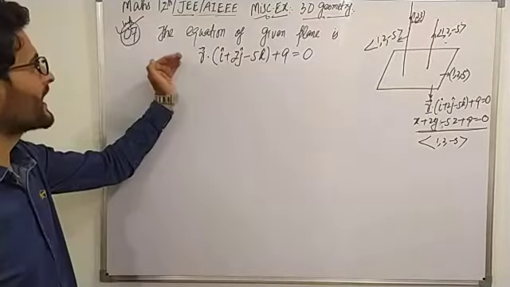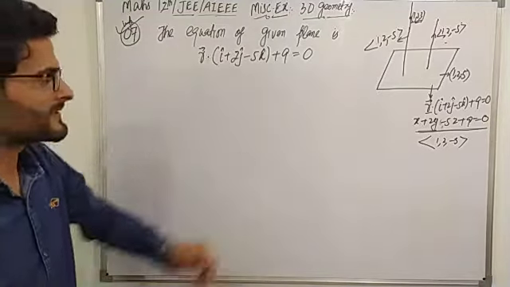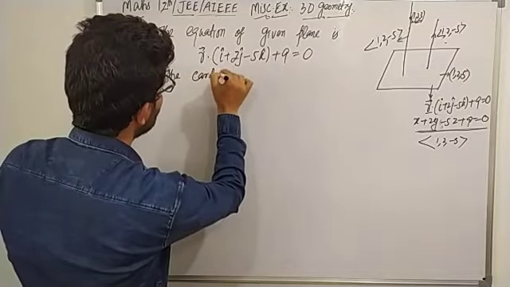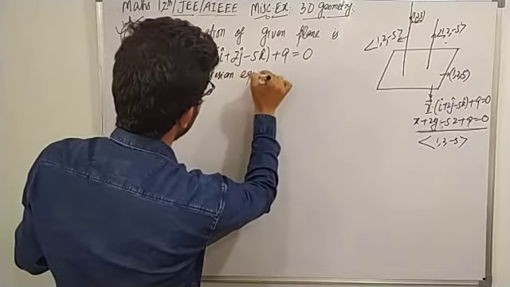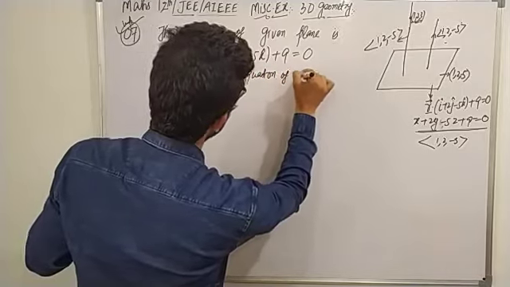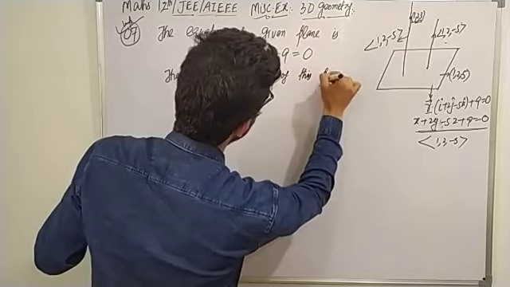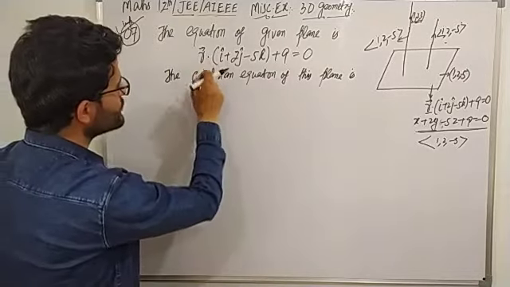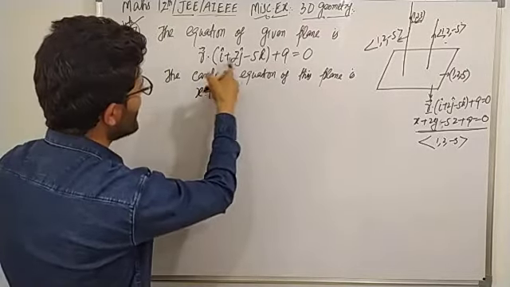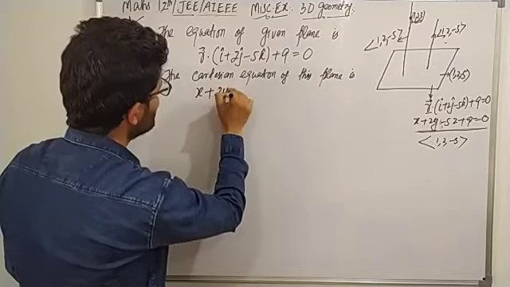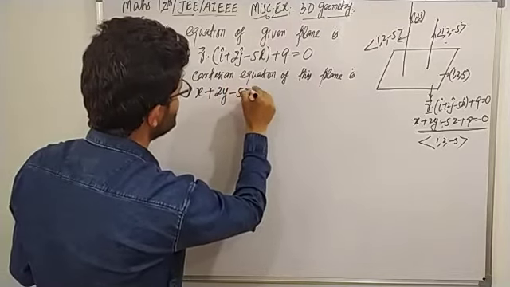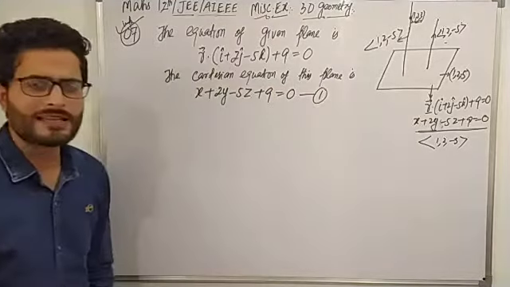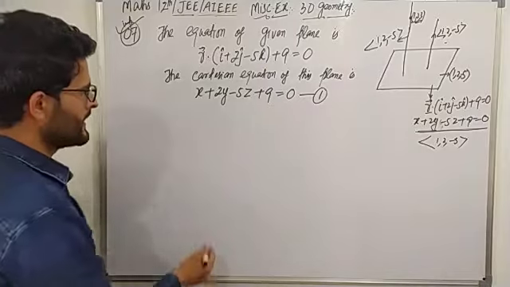तो सबसे पहले मेंशन कर रखा है the equation of given plane is this, the Cartesian equation of this plane is, the Cartesian equation of this plane is, इस प्लेन की कार्टेशियन इक्वेशन क्या बनेगी? Yes, x into 1 that is x plus y into 2 that is 2y plus z into minus 5 that is minus 5z plus 9 is equal to 0। We will keep that plane as plane number first.